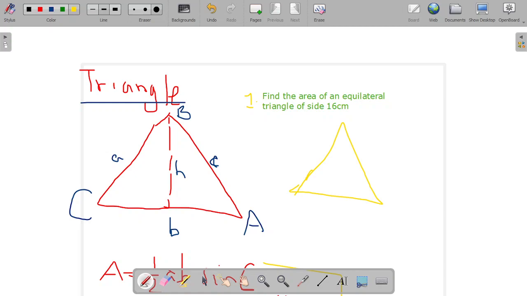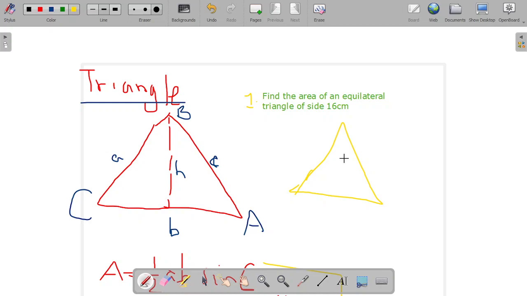Based on knowledge of plane shapes, we will learn that equilateral triangles are triangles that have all their sides equal, which implies that if this is 16 centimeters, we have this at 16 as well. The sides of equilateral triangles are equal. Not only are the sides equal, the angles of equilateral triangles are also equal.